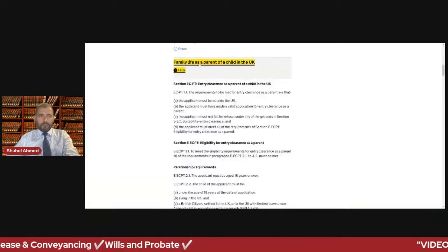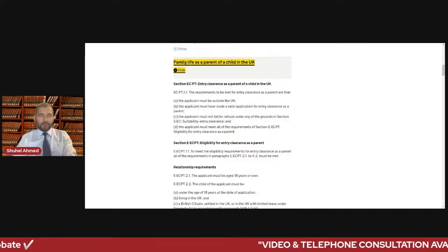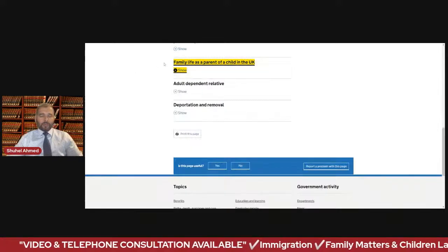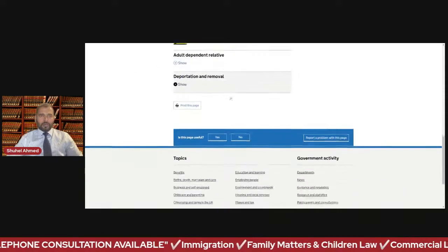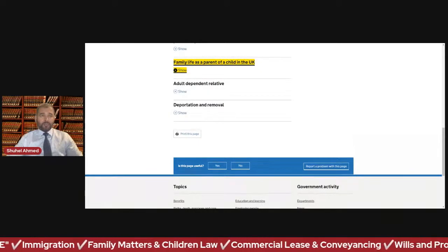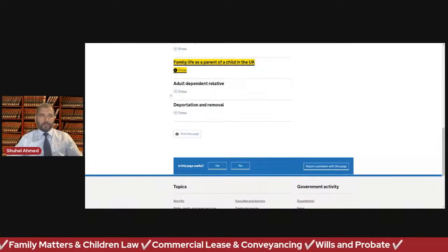Family life as a parent of a child in the UK. So if you are a parent and your child is British or settled in the UK, and you want to make an application for leave to enter, you can make an application. You are eligible for fee waiver for a leave to enter application.